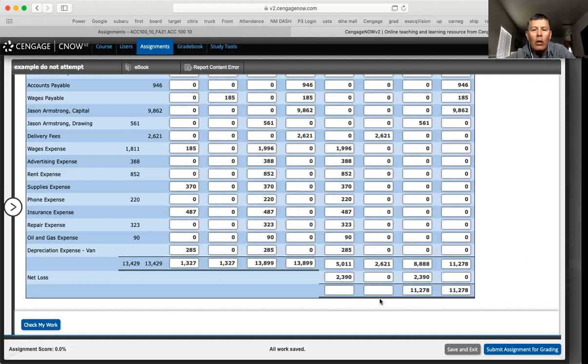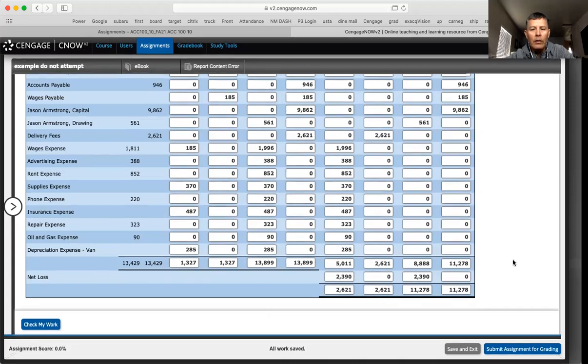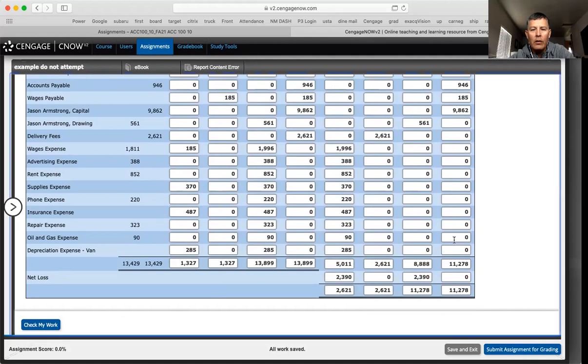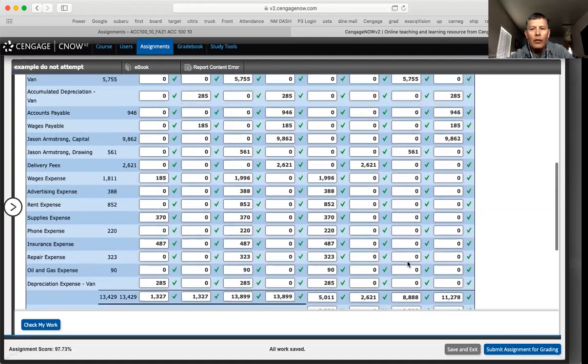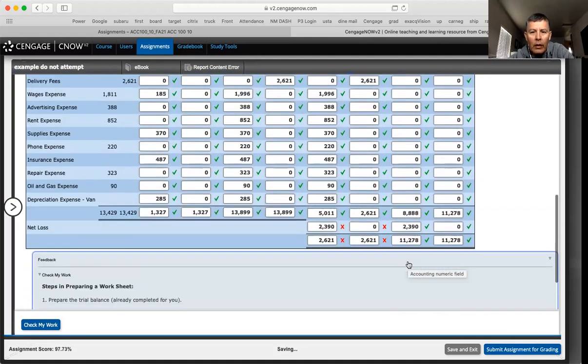So this will give us 2621 here. And then if we had a net loss, this will give us, let me double check, 5011 minus 2390 gives us 2621. Notice how those equal right there. But this is a negative. So let's check our work and see if we did this correctly. For the most part, we did okay. So we've got to look at what's wrong right here.